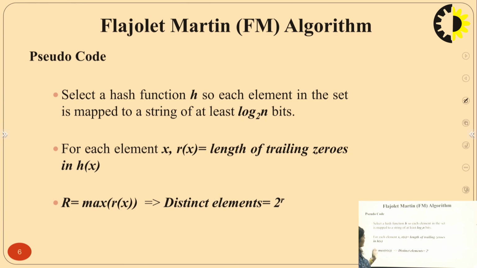In the second step, for every element x of the stream, we calculate r(x). This r(x) is the number of trailing zeros in the hash value h(x) of element x. Once we have completed this step, finally we need to find the value of capital R, which is the maximum number of trailing zeros calculated in the previous step. This gives us the estimate of distinct elements as 2 to the power of R.